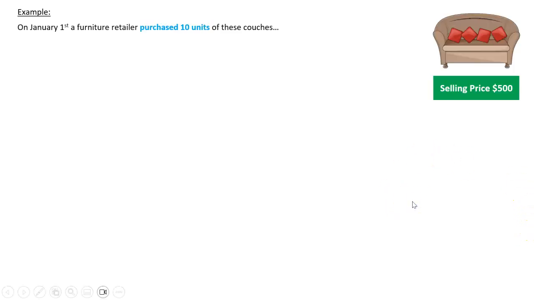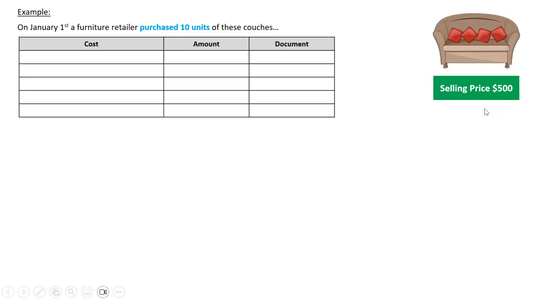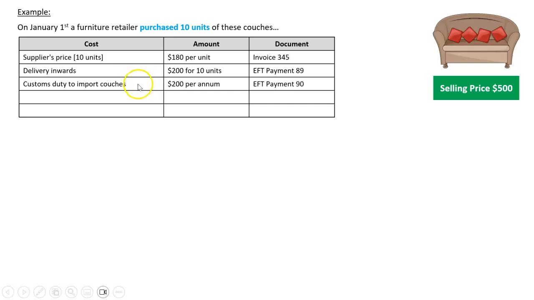So just to use an example from a previous lesson, on January the 1st, a furniture retailer purchased 10 units of these couches and we're going to sell them for $500. But it had all these costs. There was a supplier's price for 10 units, that was $180 each. There was delivery inwards of $200 for 10 units. There was customs duty to import the couches from overseas, which was $200 per annum or year.